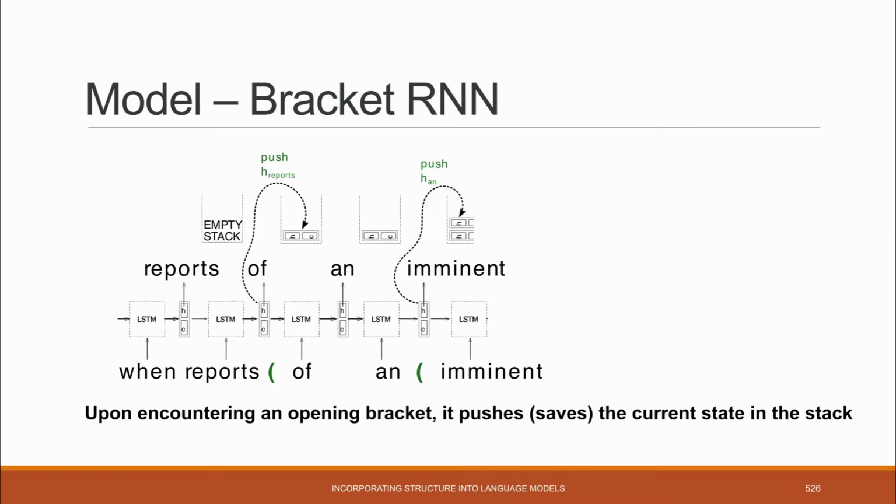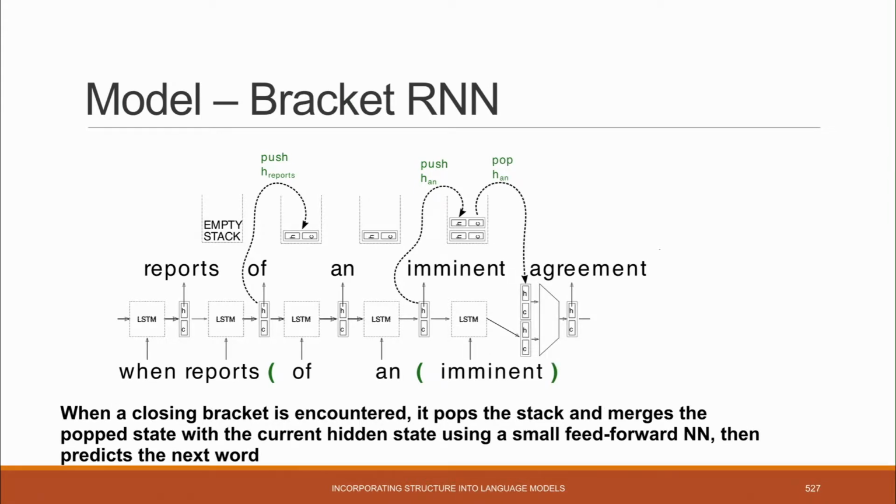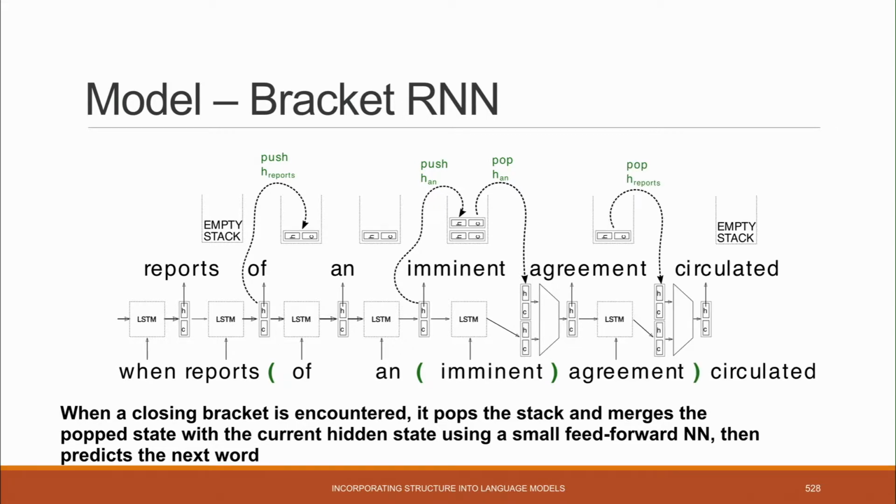Now, when it encounters a closing bracket, which is when you would have wanted the hidden state of "an," it pops off that hidden state, merges it with the hidden state of the current word, which is imminent, and then tries to give probabilities for the next word, which is agreement. And similarly, when you want to predict the probabilities for the word circulated, it merges the hidden states of reports and agreement. So you can see the model has a choice when it wants to merge in terms of how much information it wants from the current context and from the previous context.